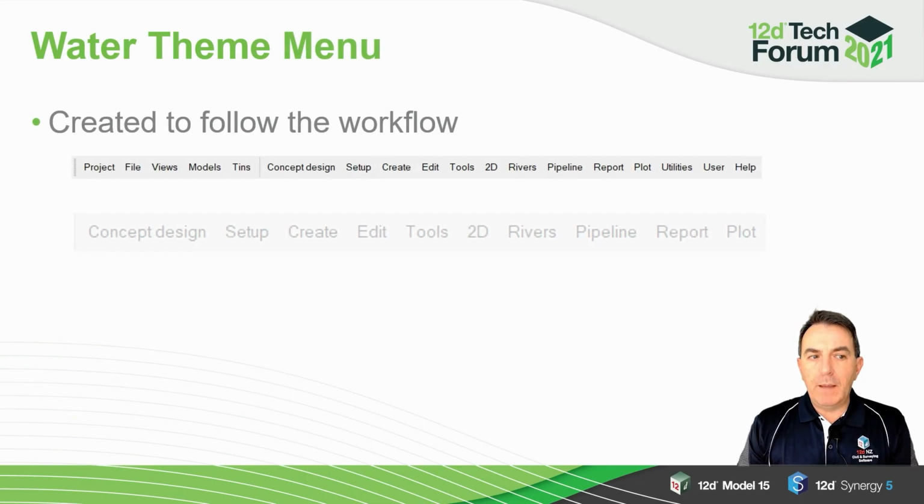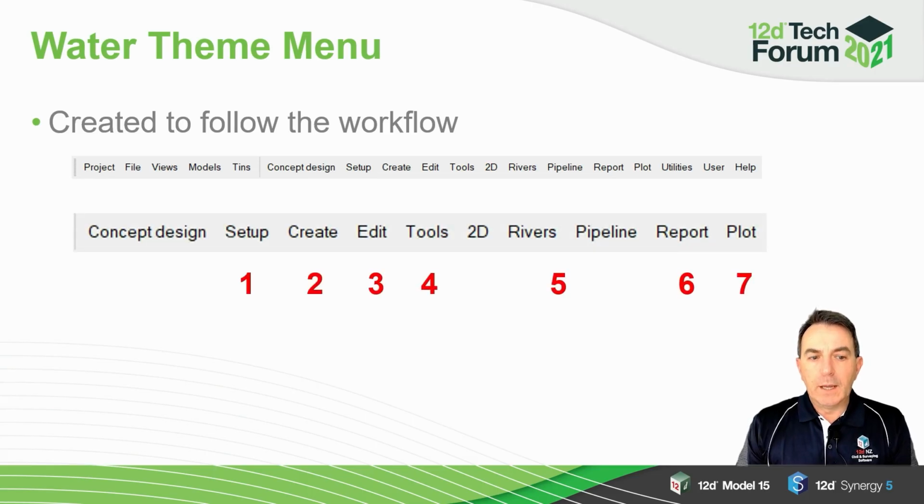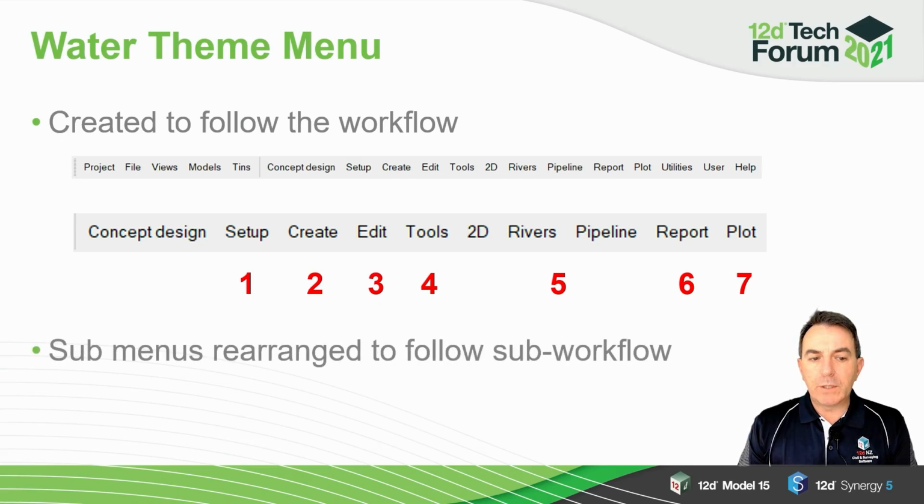So the water theme menu has been created to follow this particular workflow. And you'll see those 7 items that I mentioned in the previous simplified workflow, they work from left to right on the water theme. And also the sub-menus have been rearranged to follow the sub-workflows of those main items like creating and editing the tools and so forth.